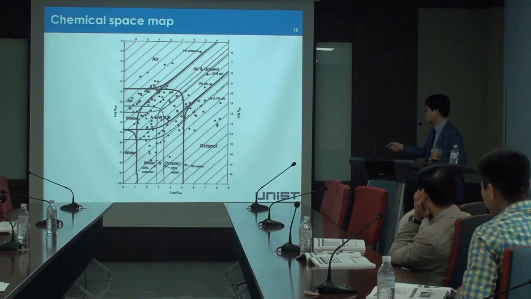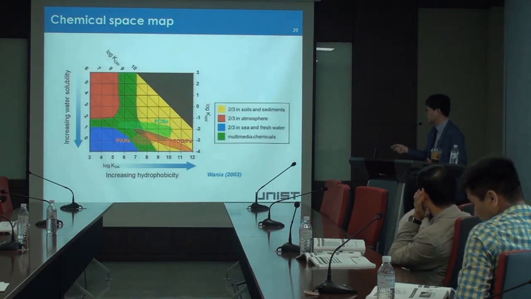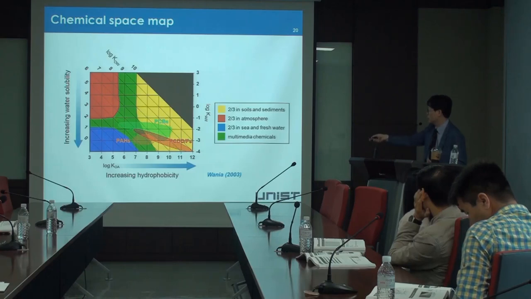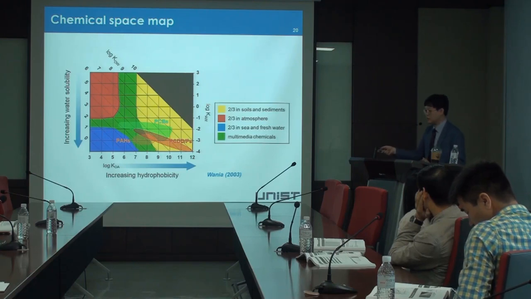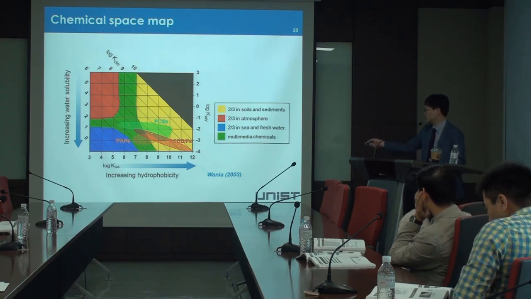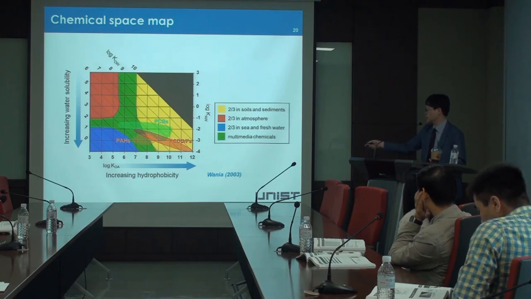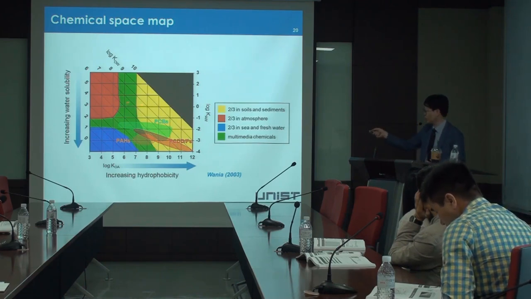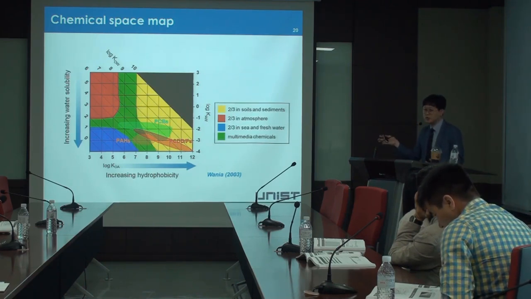This looks more complicated, but it is actually the same thing: log KOA values, log KOW values here, and log KAW values. In this plot, PCBs are located here, and PCBs have more than 200 congeners. And this is dioxin and furan, and PAHs. Any chemical can be located on this map, so based on this map we can expect their environmental fate.